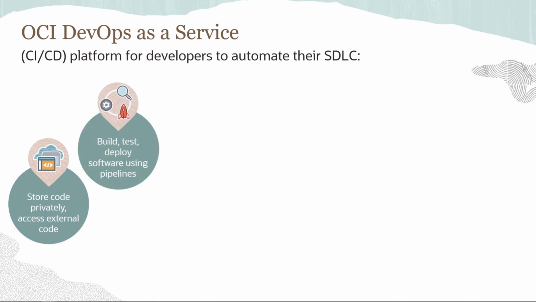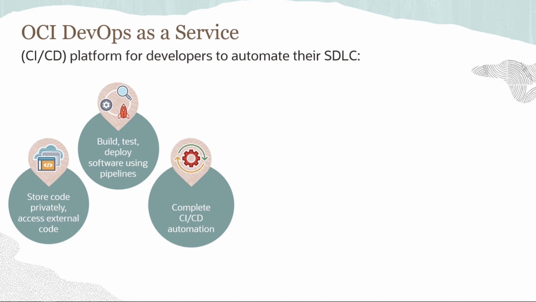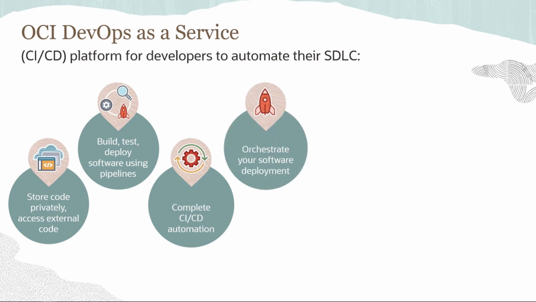It helps you build and test your latest changes in a build pipeline with a service-managed build runner. You can set up a trigger to automatically run your build pipeline from a source code commit or pull request. Optionally, you can run a deployment pipeline on the successful build run for a complete CI/CD automation. It lets you orchestrate your software deployment across regions to OCI platforms such as Container Engine for Kubernetes, also known as OKE, and compute instances and functions.